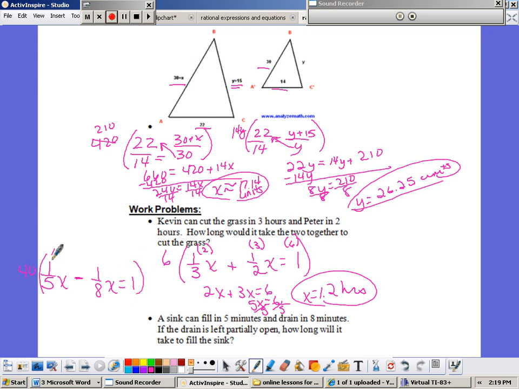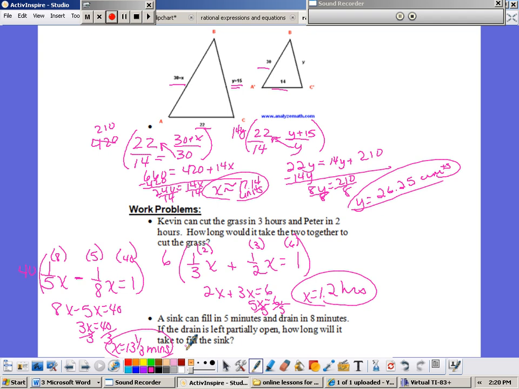Common denominator is 40. So this is picking up an 8, this is picking up a 5, this is picking up a 40. 8x minus 5x equals 40. 3x equals 40. Divide by 3. X is 13 1/3 minutes. In 13 1/3 minutes, we're going to have an overflowing sink, even if the drain's left open.